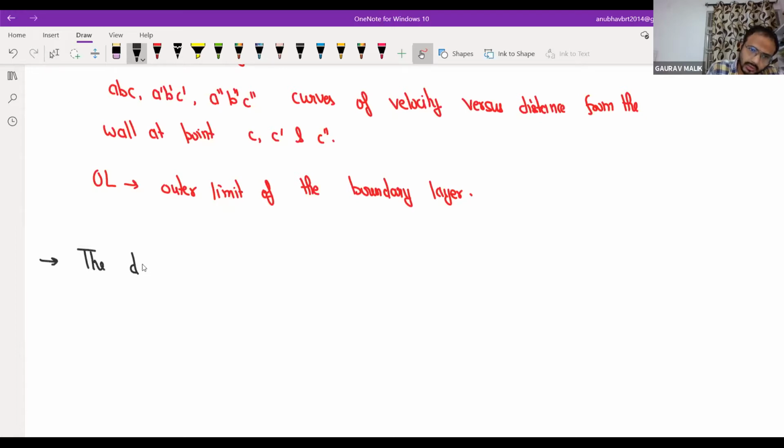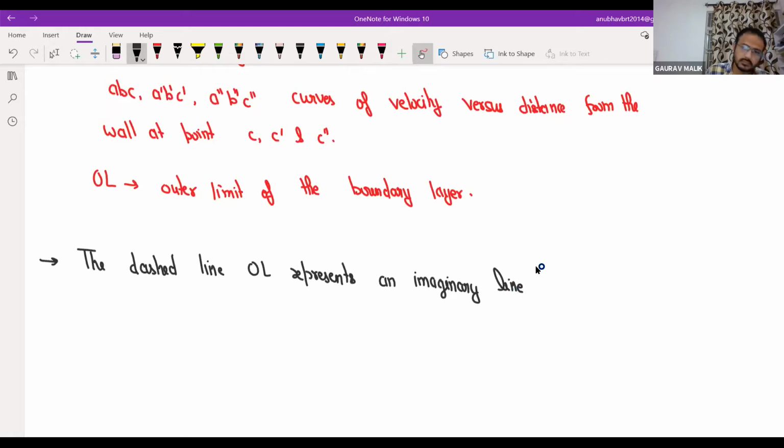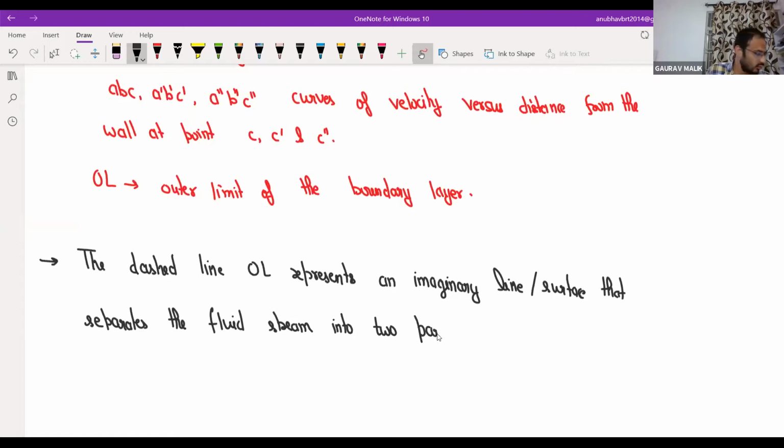the dashed line OL represents an imaginary line or imaginary surface that separates the fluid stream into two parts.